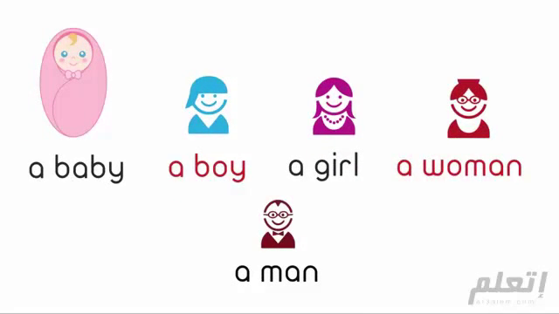I want you to repeat after me. We have, as you see, 5 words. I want you to listen carefully and repeat. A baby, a boy, a girl, a man, a woman.